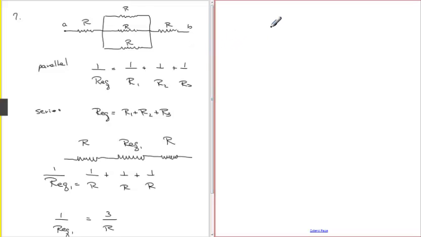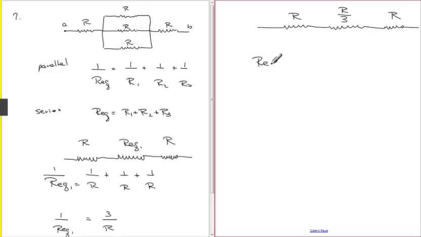Okay, so now we have these 3 resistors. Actually, we have 2 real resistors and 1 equivalent resistor. The 2 real resistors have a resistance of R, and the middle resistor has an equivalent resistance of R over 3. And now that we have these 3 in series, we just add them together.